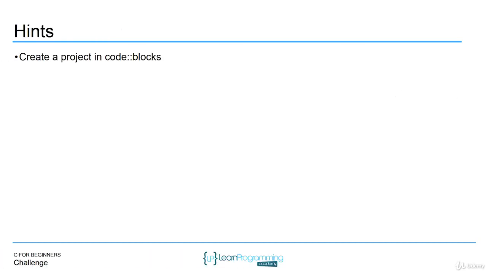Okay, so for some tips or hints for this assignment, you're going to need to create a project in CodeBlocks. You should use a meaningful name for this project. Since this program is basically creating the perimeter and area of a rectangle, you could name the project rectangle. That's really the simplest thing.